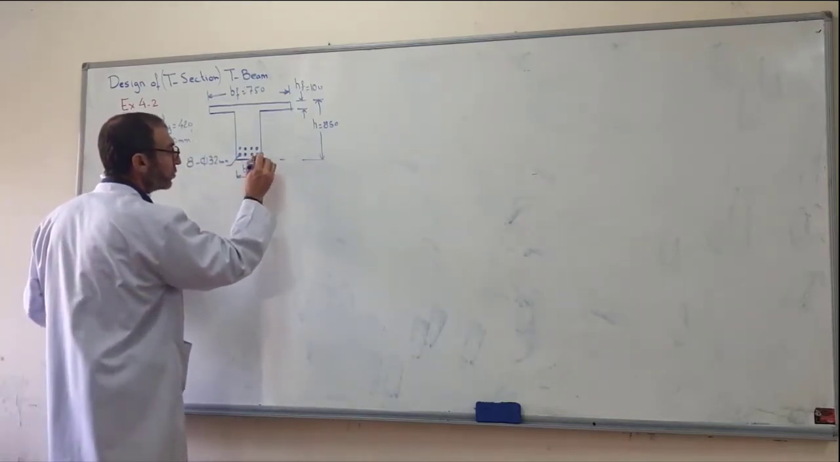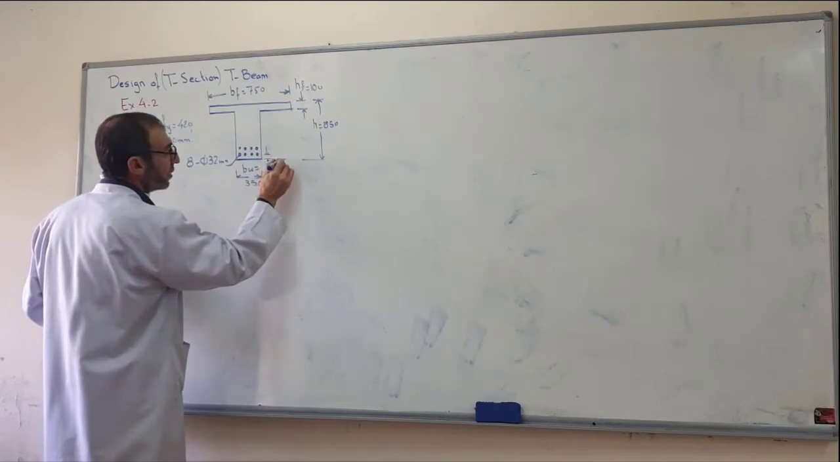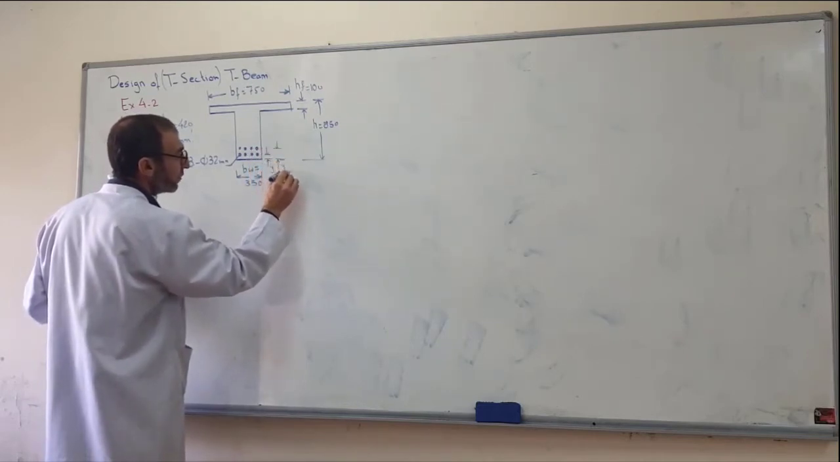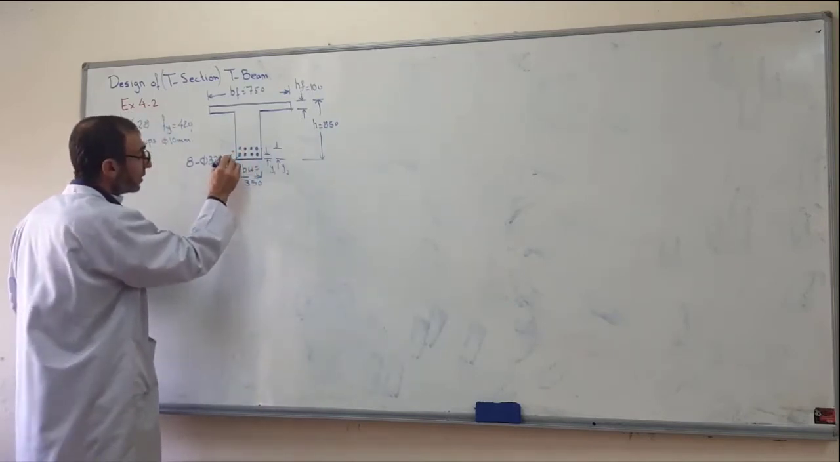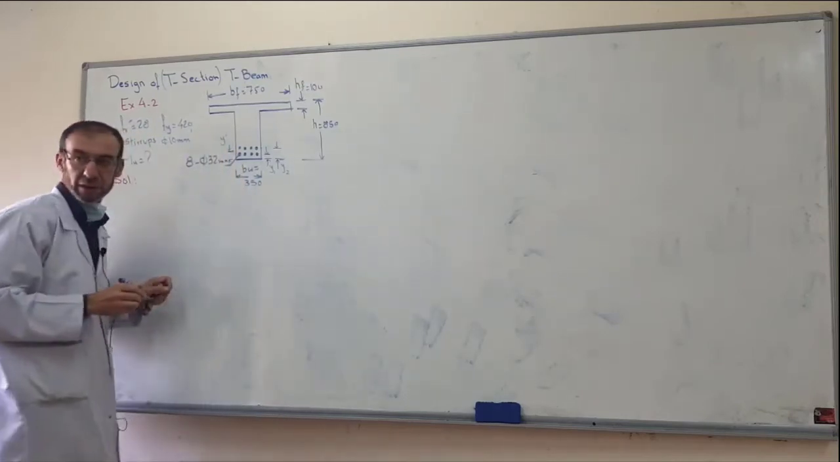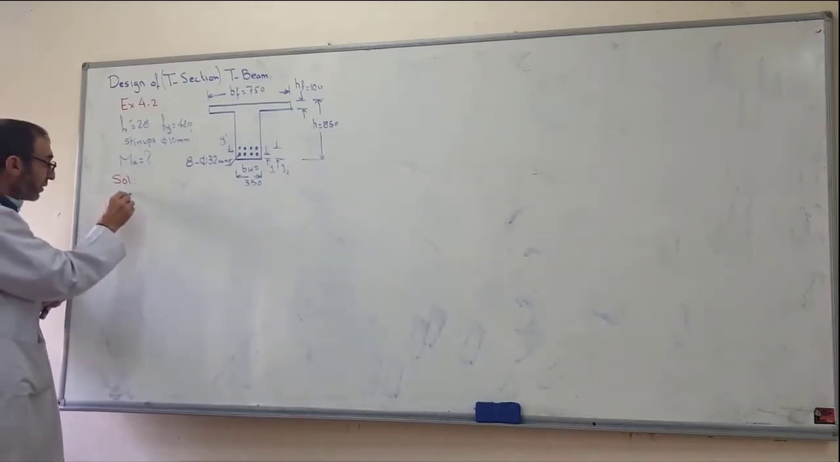The first layer, we call it layer, has centroid Y1. The second layer has centroid Y2. The centroid of the steel bars, Y dash for example.